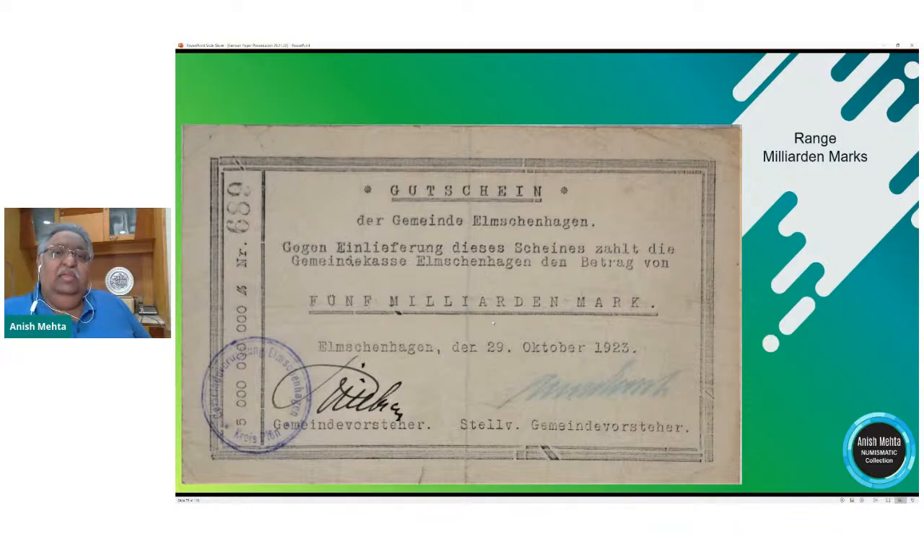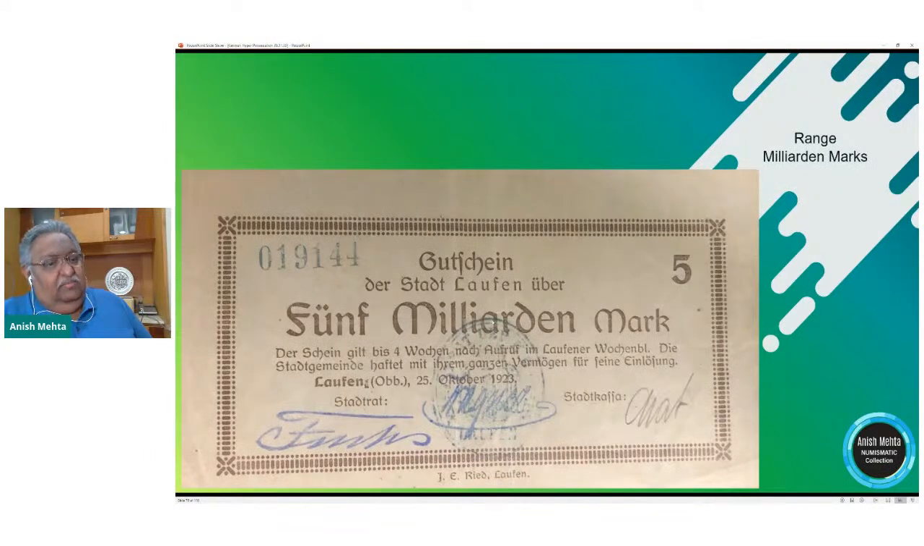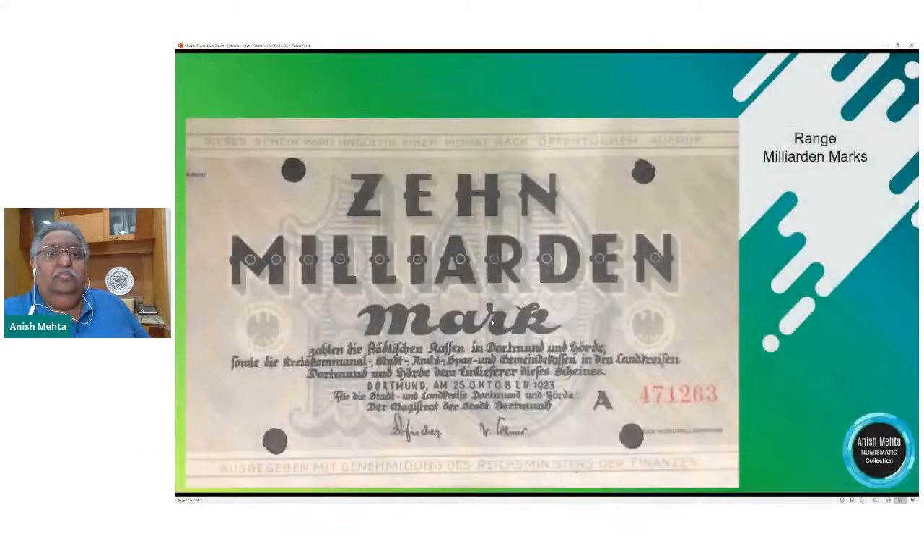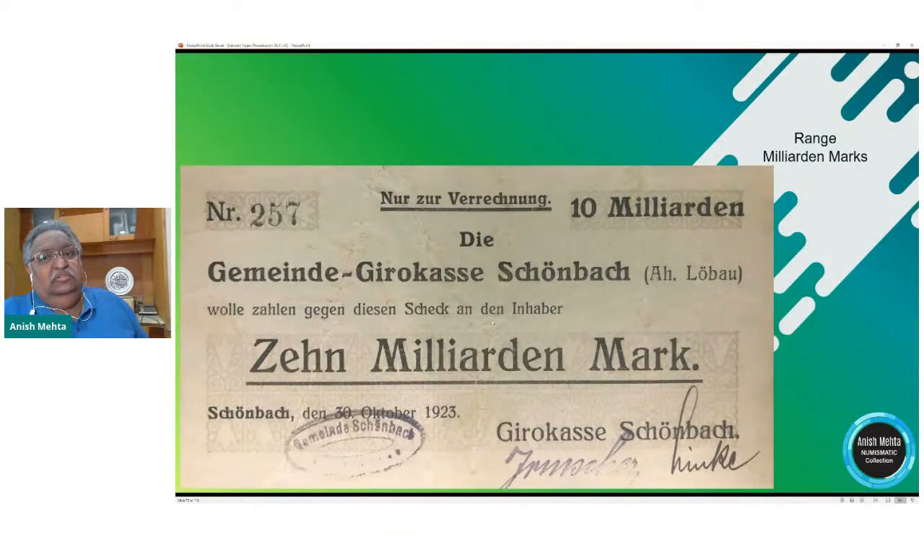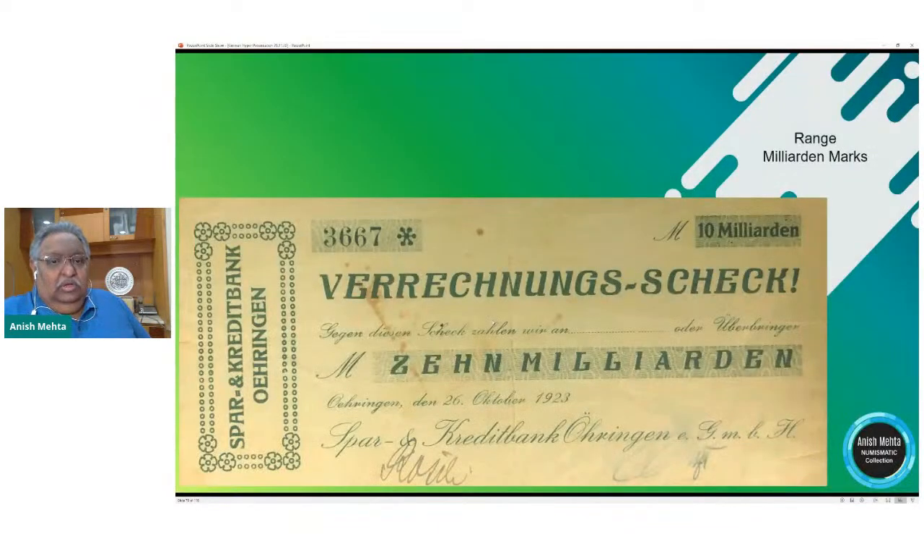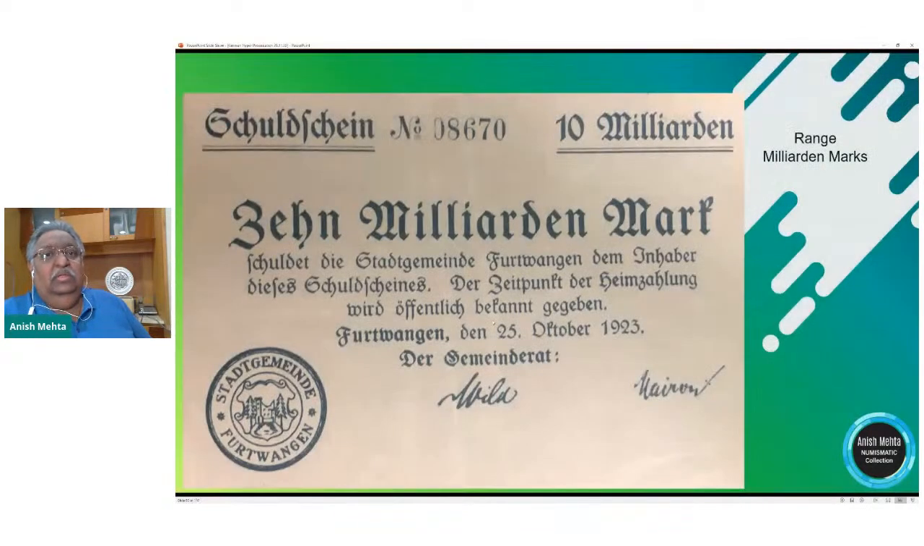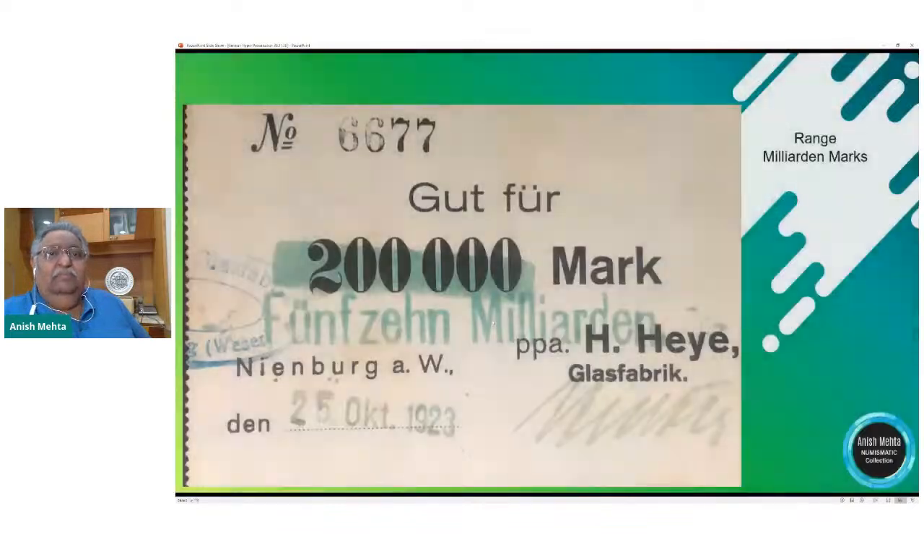This is 5 billion. This is another 5 billion. This is 10 billion. This is a 10 billion Notgeld. The similar one, but from a different bank. This is again 10 billion.